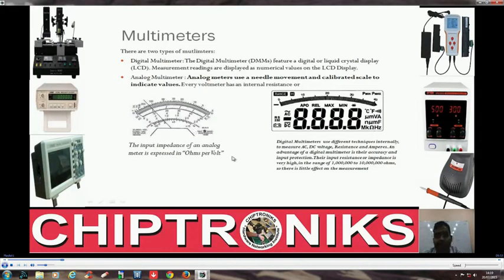So when you are repairing a notebook motherboard or any electronic device, nowadays we use a digital multimeter because a digital multimeter clearly shows the values, right?